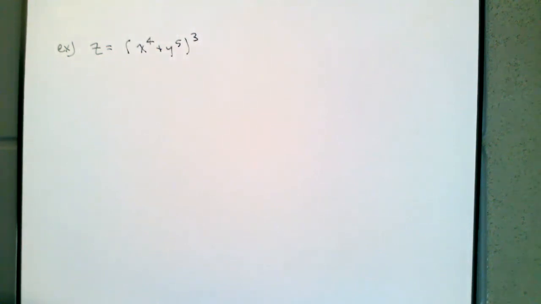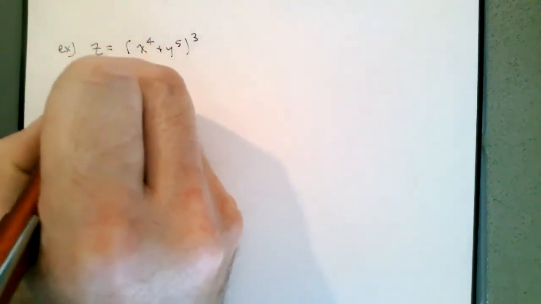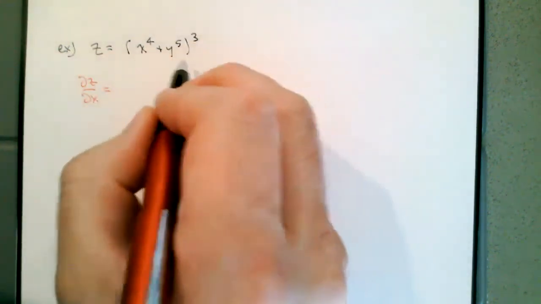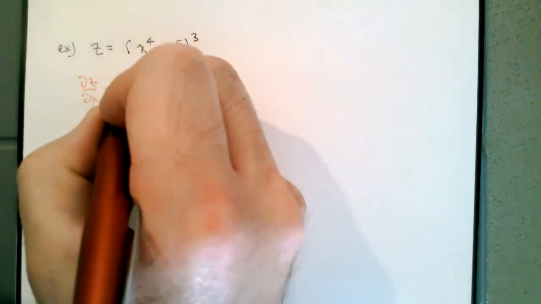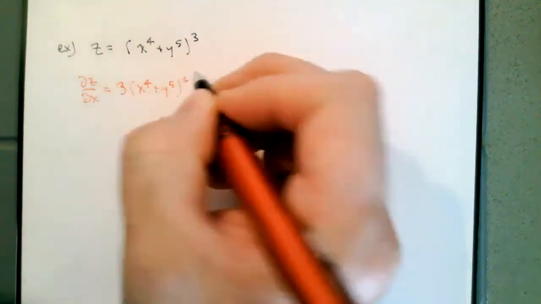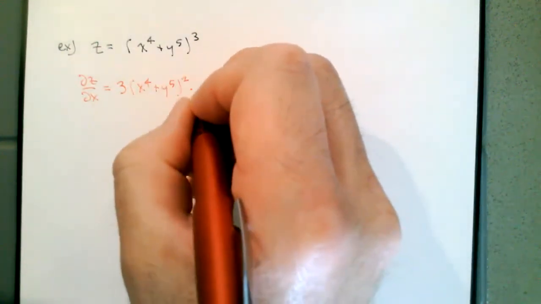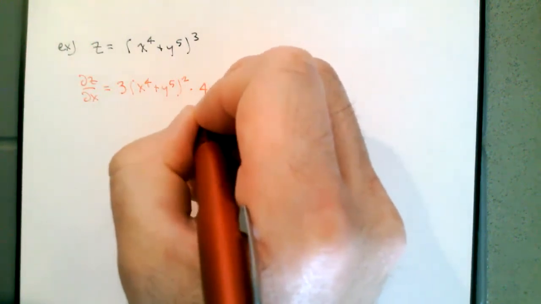Here I have a function inside of another function. I've got an x to the fourth plus y to the fifth inside a cube. So we're going to have to use the chain rule. So the partial derivative of z with respect to x, we take the derivative of the outside with respect to the inside. So we'll have 3 times x to the fourth plus y to the fifth squared. And then we'll multiply by the derivative of the inside, which is 4x to the third with respect to x.